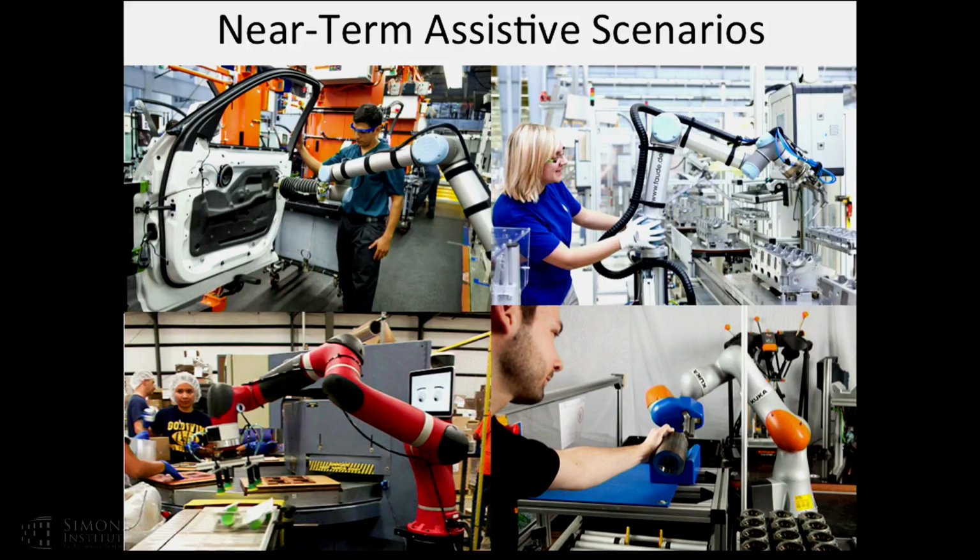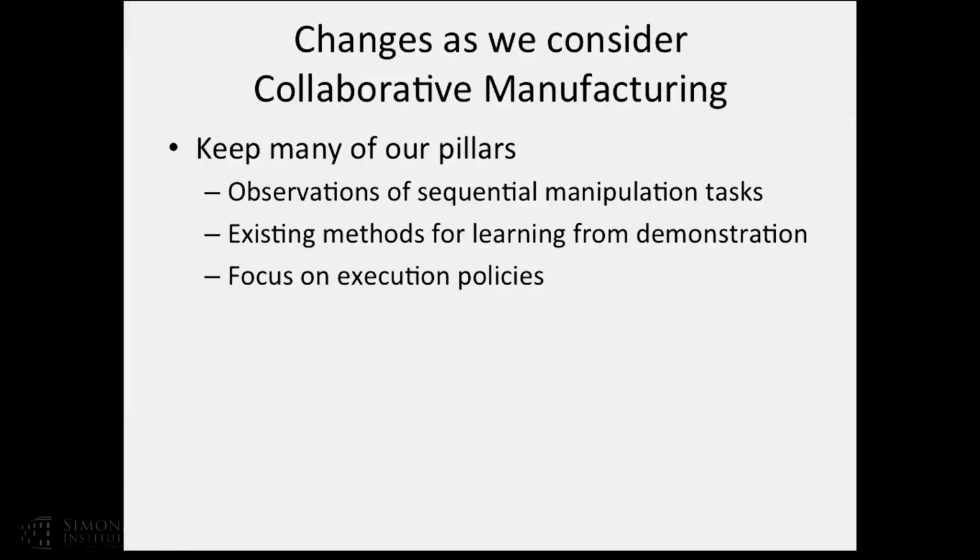So what we would like to be able to do in the ideal world is we'd like to keep many of the pillars that we've already built and already invested a lot of time and research energy into. We'd like to still be able to observe these linearized sequences of tasks, these manipulation tasks, and learn from them. We'd still like to be able to use many of the existing methods that we have for learning from demonstration and many of the same models that we've been building.